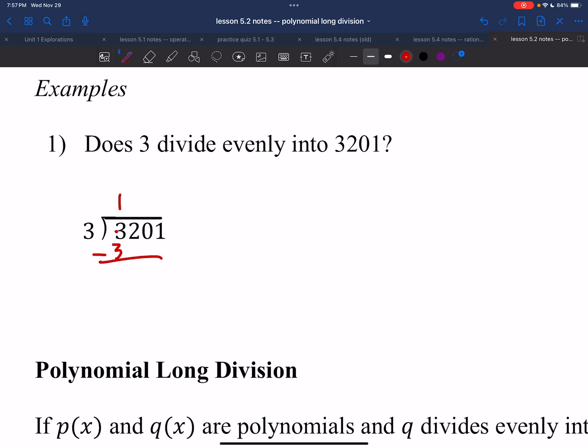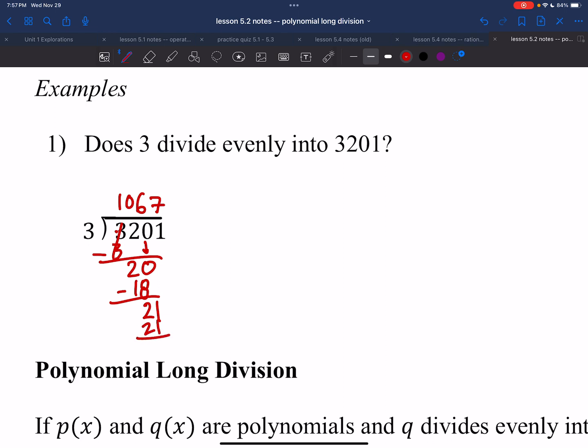I do 3 minus 3, hey, that's gone. And so I drop the 2. And I ask myself, well, does 3 go into 2? No, it doesn't. So it goes into 2 0 times, and then I sort of drop the place value, so it becomes 20. And now once it's 20, I say, okay, well, 3 times 6 is 18, and 20 minus 18 is 2, and then I'm going to drop the 1, because that's how long division works, right? And 3 goes into 21 7 times.